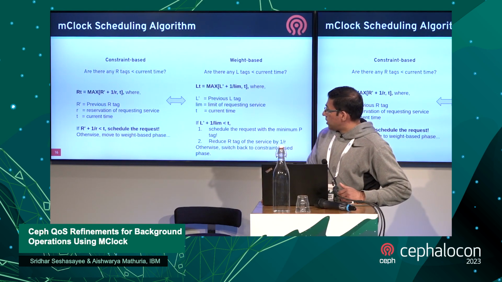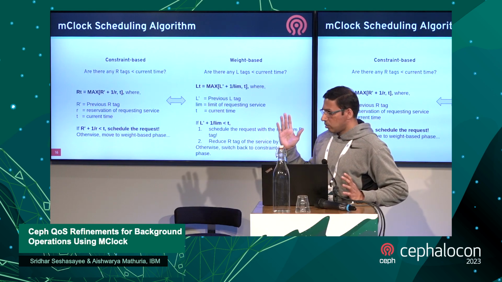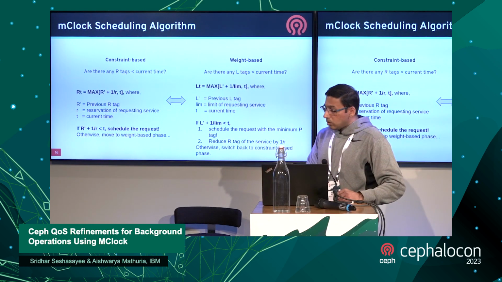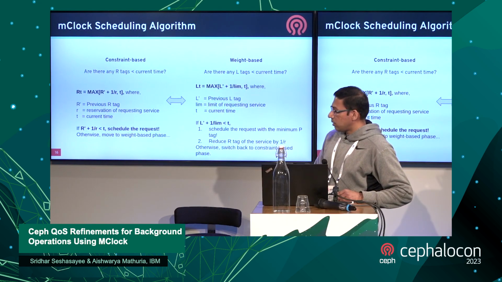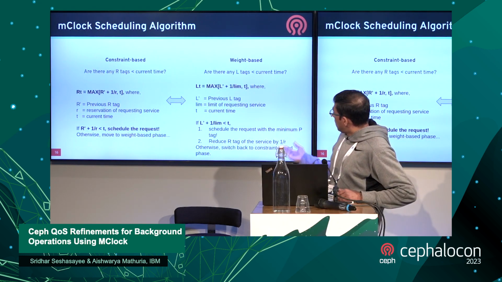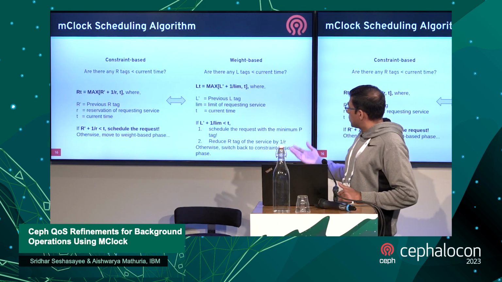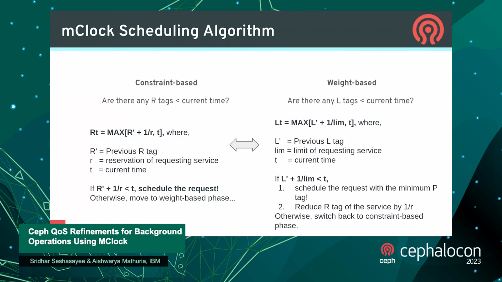If the algorithm finds such a request, the algorithm ends at this point, and that specific item is returned from the queue. If not, that means there are no clients which satisfy the reservation criteria. That means all the clients have crossed the reservation limit. So the algorithm shifts its phase into the weight-based phase. In the weight-based phase, a couple of things come into the picture, the first one being the limit. So the algorithm next checks if there are any clients having a limit less than the allocated upper limit.